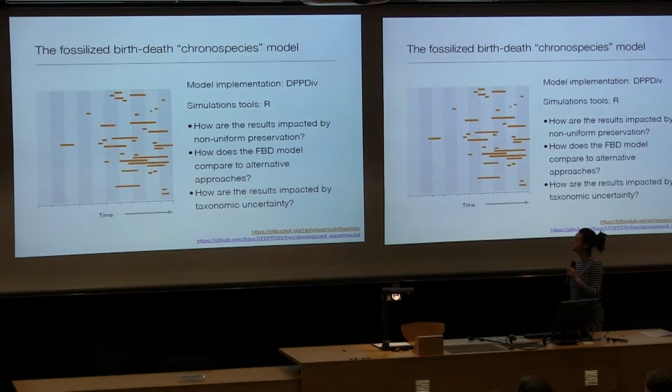I've implemented a version of this model in the phylogenetic program DPP-Div, and to assess the performance of the model, we performed an extensive suite of simulations using tools that are available in R. Today I want to mention three aspects of the outcome of these simulations: how the results are impacted by variable sampling and preservation, how this model compares to popular alternative approaches, and how the results may be impacted by uncertainty in taxonomic assignment of stratigraphic ranges.